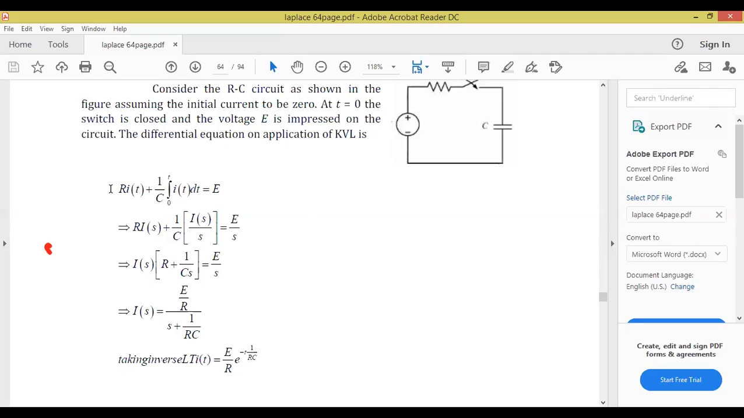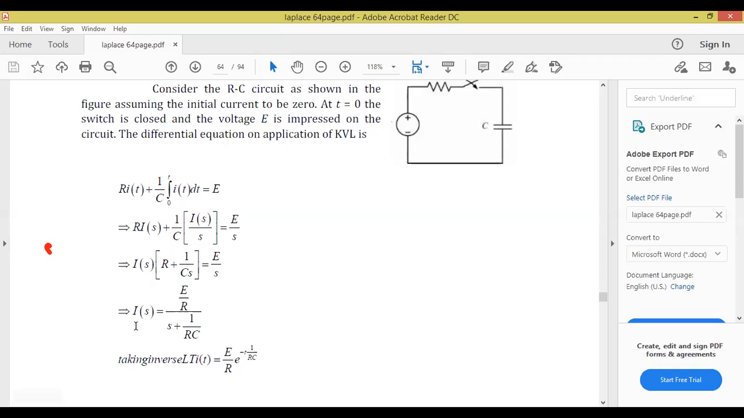So I repeat this derivation once again. When we apply KVL to this circuit, we get voltage source E is equal to R into I of t plus 1 by C integral I of t dt. Laplace transform of E, a constant voltage, is E by S, R into I of S plus 1 by C. Laplace transform of integration is I of S by S. As we require the current flowing through the circuit, I of S is equal to, taking I of S common, R plus 1 by CS.